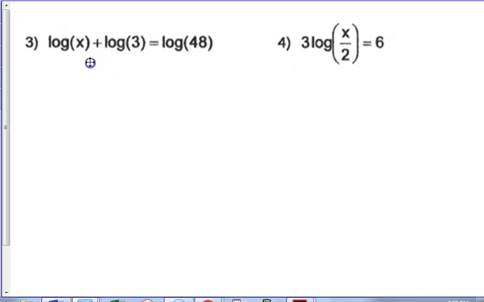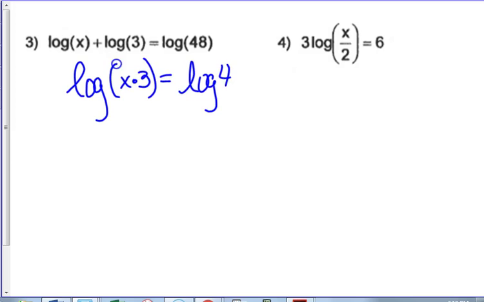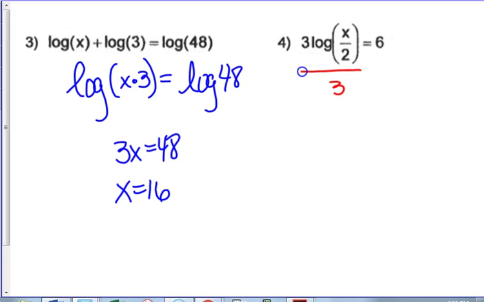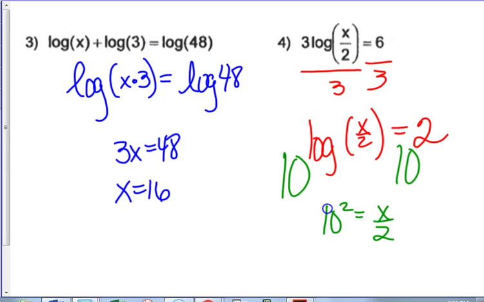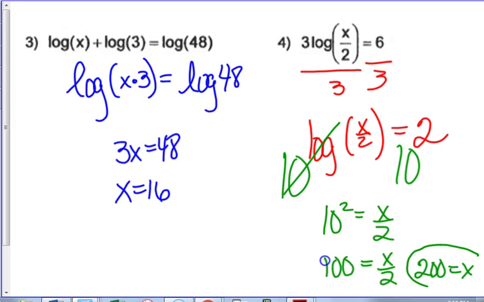Okay. This is an easy one we don't need a calculator for. What's going on here? This becomes x times 3, single log, equals a single log of 48. So we have 3x equals 48. Some of you had that one done? What do we do first on 4? Divide by 3, and we have the log x over 2 equals 2. Then what? Okay, or rewrite it as 10 squared equals x over 2. 100 equals x over 2, so 200 is x. Perfect. Didn't need a calculator on that one either.